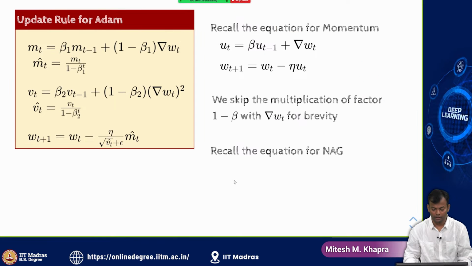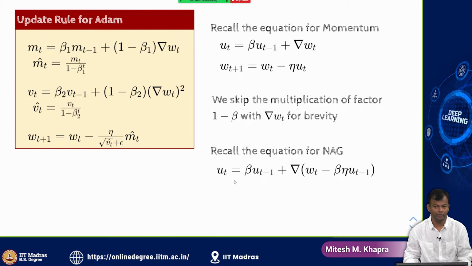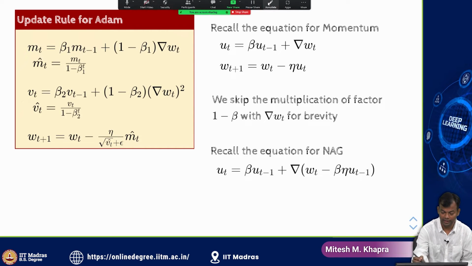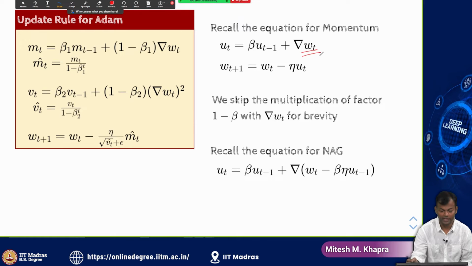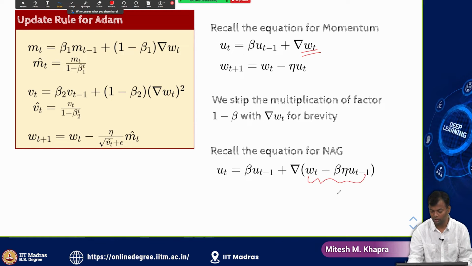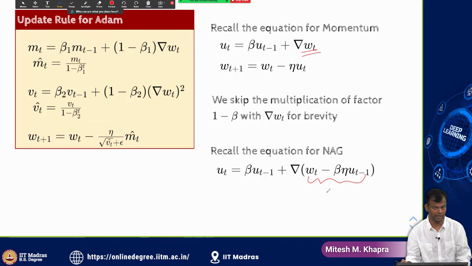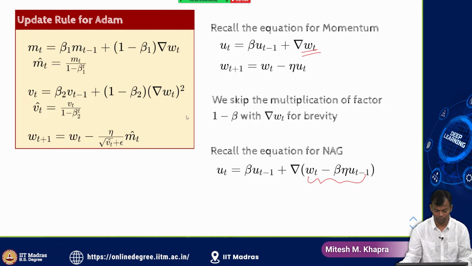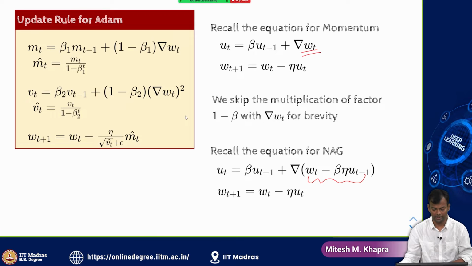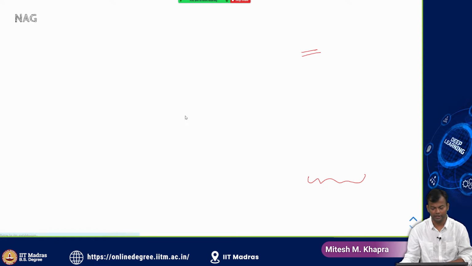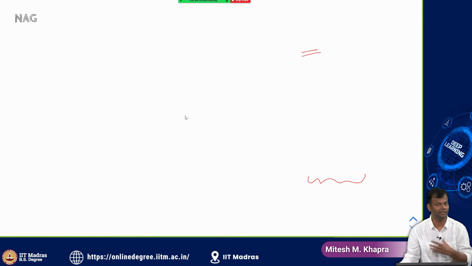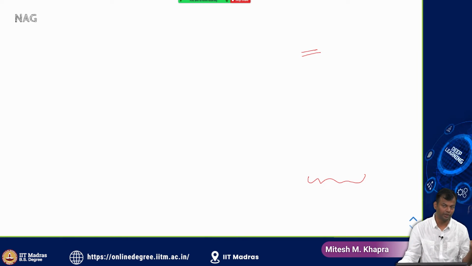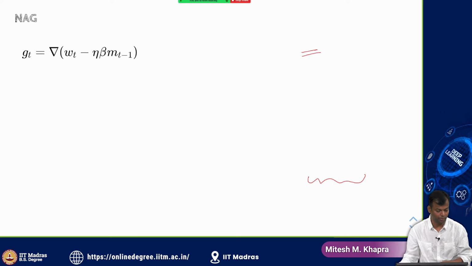Now you recall the equation for NAG. The main idea in NAG was that instead of looking at the gradient at time step t, you first did the look ahead and then computed the gradient, right? That was the main idea in NAG. And then the rest of it of course remains the same, right? Now what we are going to do is rewrite NAG in a more convenient way and then port it to Adam, right?